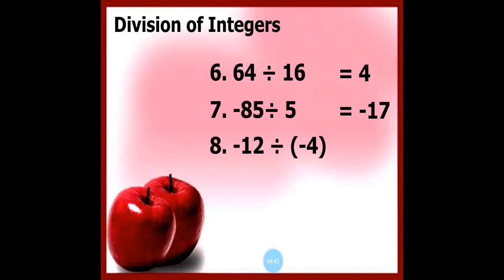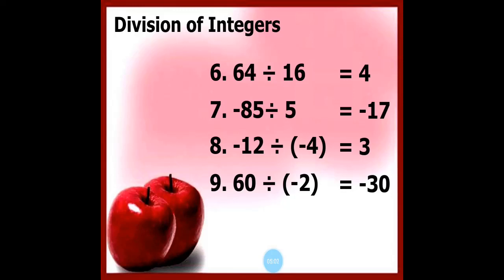Next, negative 12 divided by negative 4. Negative divided by negative. The answer is 3. And number 9, 60 divided by negative 2. Positive divided by negative. The answer must be negative 30. And the last number is negative 54 divided by 3 is equal to negative 18. Any question? None so far?